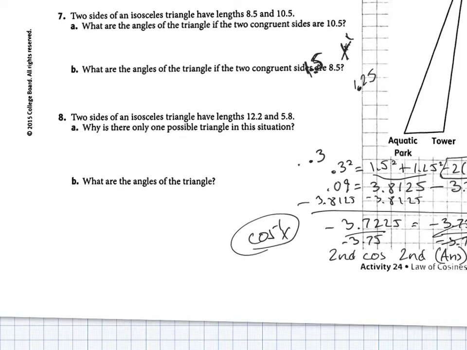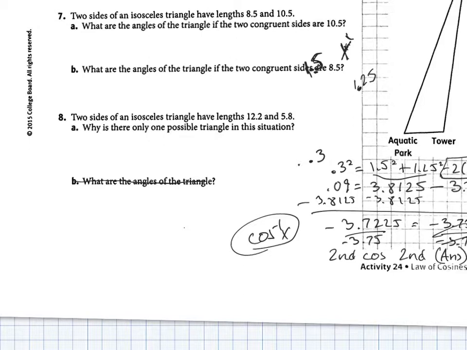Now for number 8. I'd like to take a look at number 8. I'm going back to a little geometry review here. Two sides of an isosceles triangle have lengths 12.2 and 5.8. Why is there only one possible triangle in the situation? Now we're not going to do the angles.